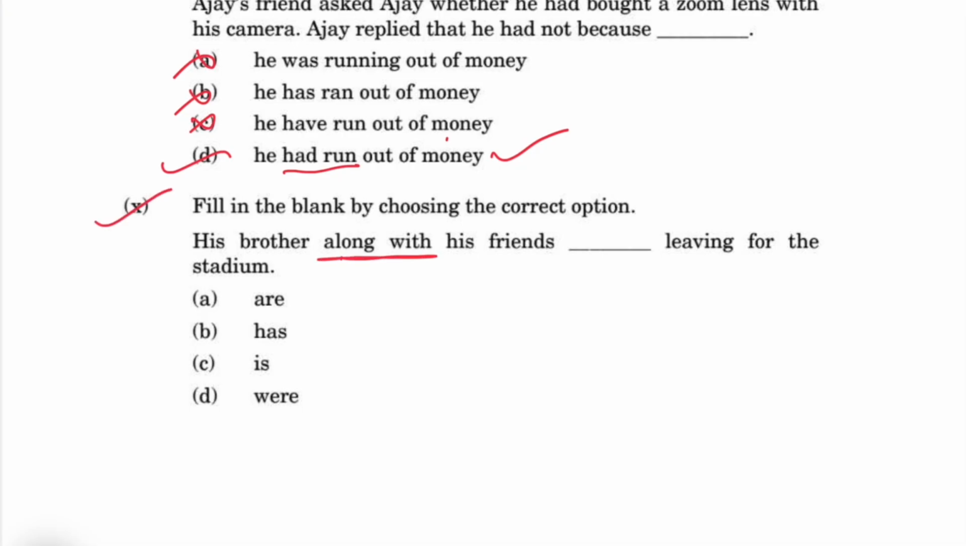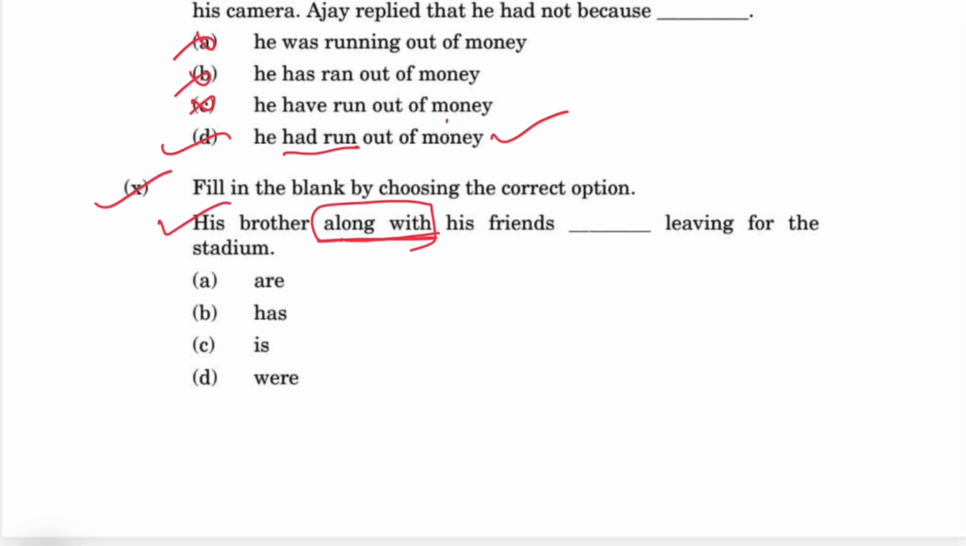Next: his brother along with. "Along with" is the keyword. When it is used, we need to check whether the first subject is singular or plural. His brother is singular, so we need to see which is singular: were is plural, are is plural. Now B or C. So: his brother along with his friends dash leaving for the stadium.